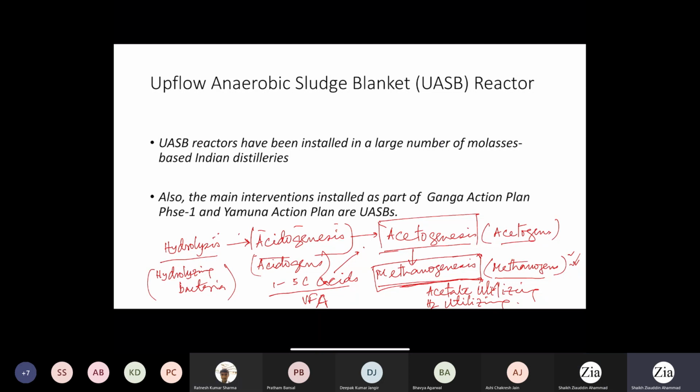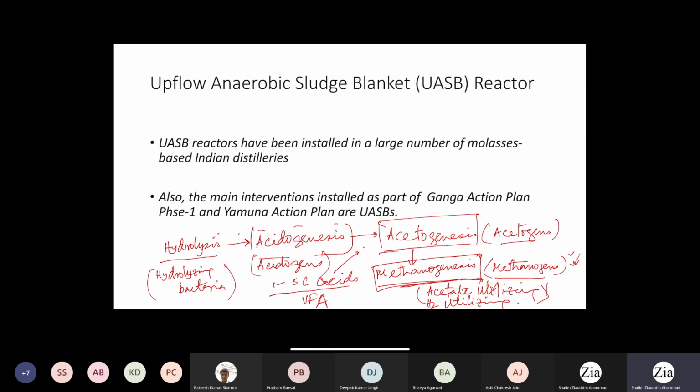Okay, sir. Now, two different kinds of methanogens we see. One is acetate utilizing, the other is hydrogen utilizing. Hydrogen utilizing methanogens are comparatively more resilient or more robust compared to acetate utilizing methanogens. But anyway, the combination of these two will actually show the performance of the anaerobic system.